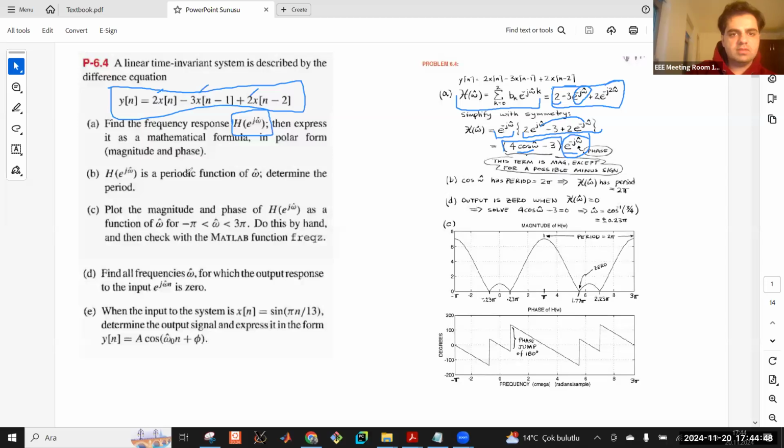In part B, we will find the period of this frequency response. While finding the frequency or periodicity, we can ignore the DC term. What is the frequency of this signal? It is 1 over 2 pi, and this is 1 over pi. So the fundamental frequency is 1 over 2 pi. Therefore, the fundamental period is 1 over f, which is 2 pi.